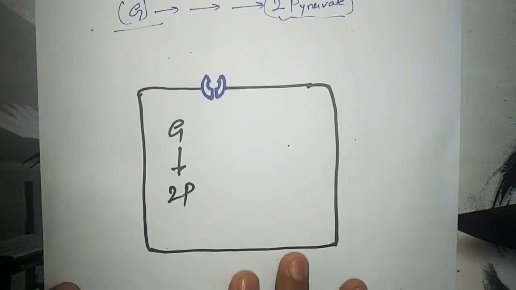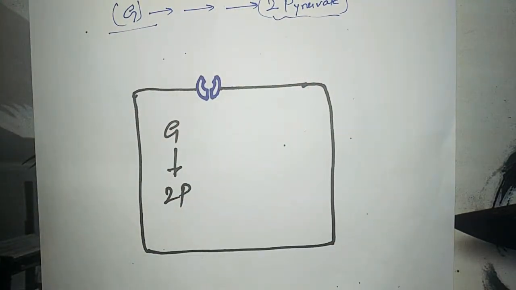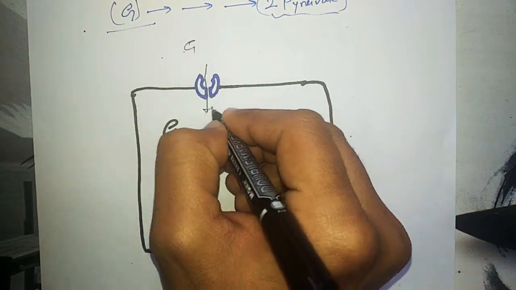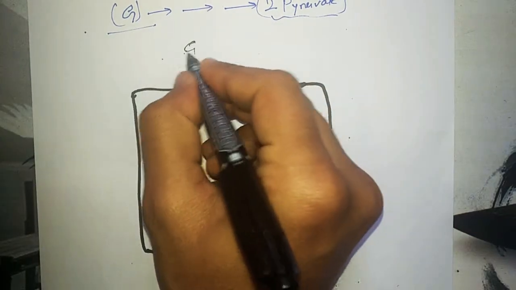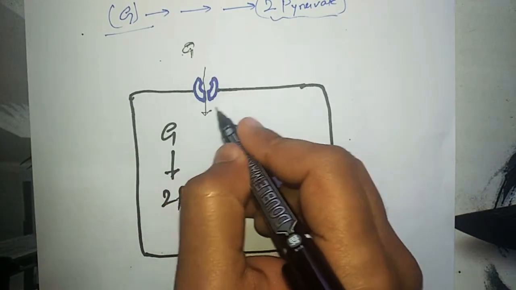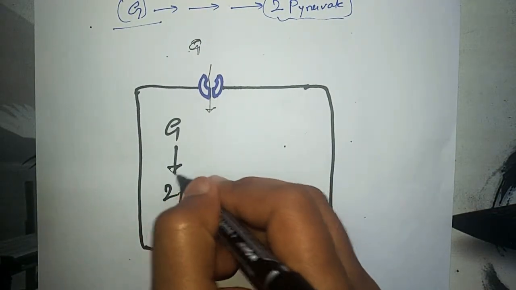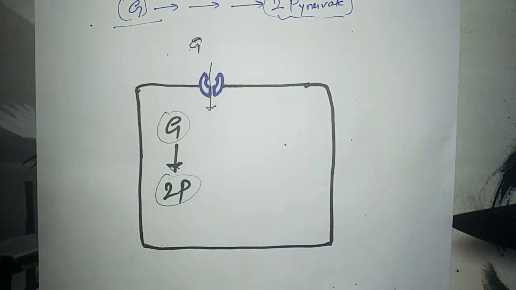Now, in order for this reaction to take place, the glucose should be transported into the cell, and the glucose is transported into the cell via any one of two transport system mechanisms, which we have already discussed in detail in our previous video. For now, just understand that glucose will be transported into the cell via a transport system mechanism, and once glucose has entered the cytoplasm of the cell, it will go through the glycolytic pathway.